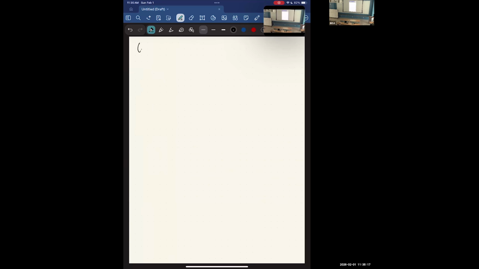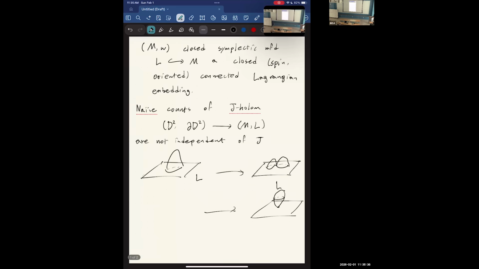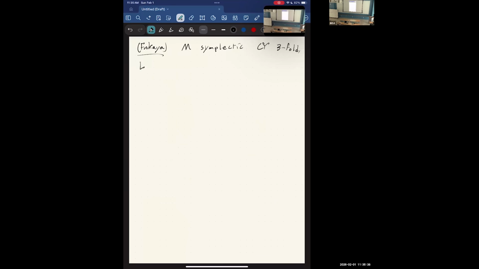Okay, so one approach to handling disk bubbles, which is originally due to Fukaya, and here we're going to restrict to the setting where M is a symplectic Calabi-Yau threefold, and L is Maslov 0, like in Tobias's talk.